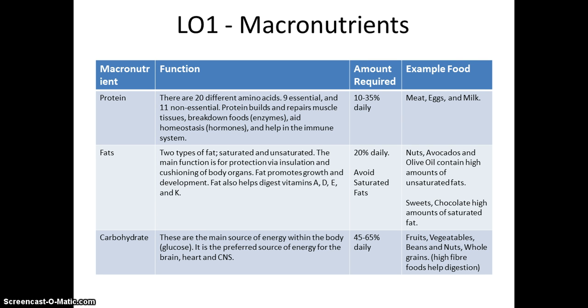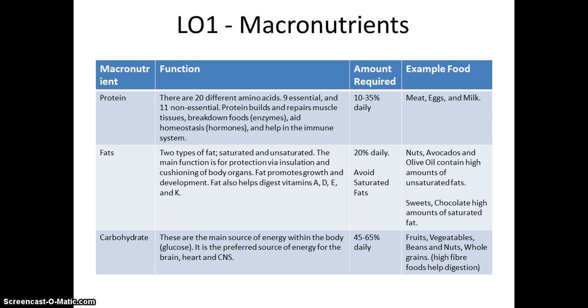So finally, carbohydrate, the main macronutrient we talk about, purely because it's the main energy source for the body, and in particular that being glucose. The reason is that the brain, the heart and your central nervous system all prefer to use glucose as an energy source over fats and protein.